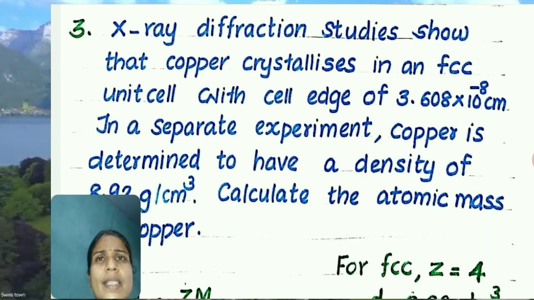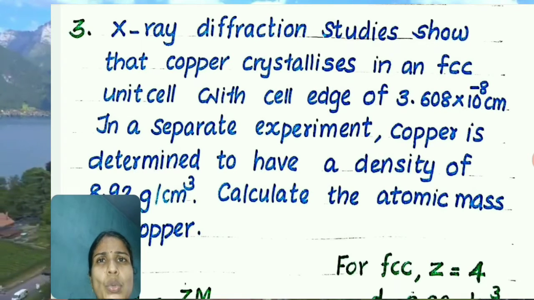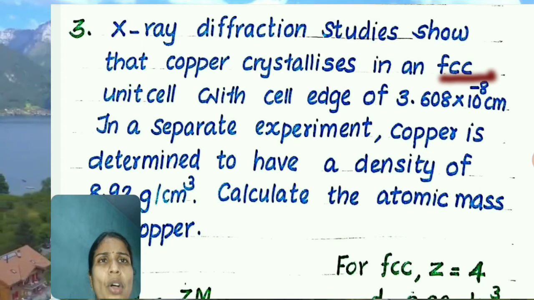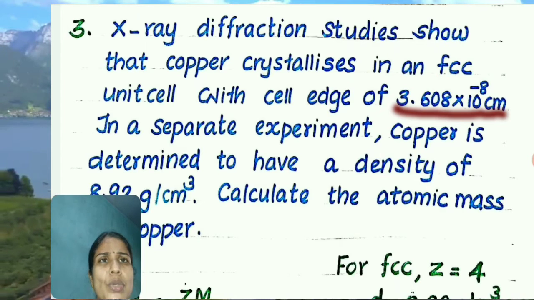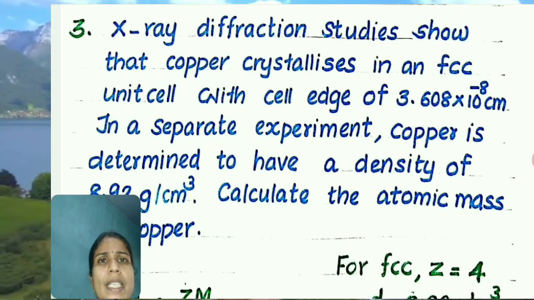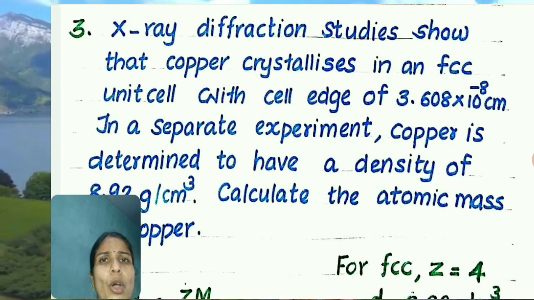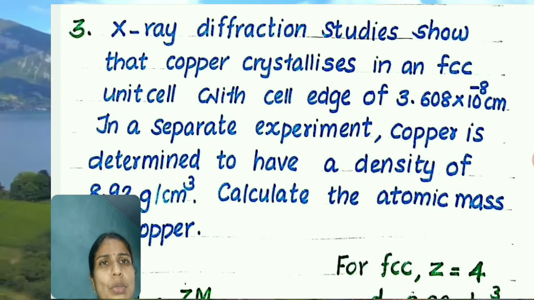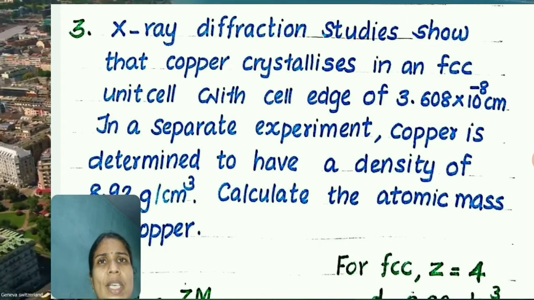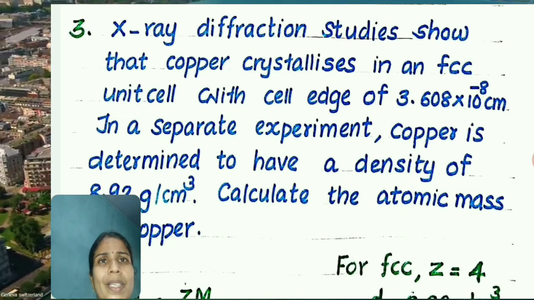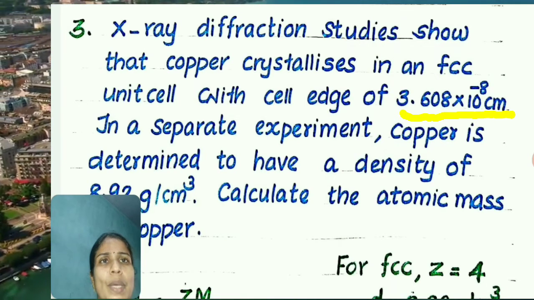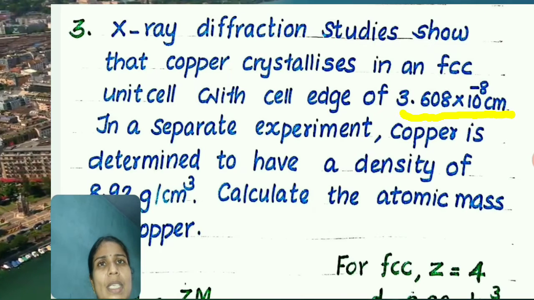Then the third question is, X-ray diffraction studies show that copper crystallizes in an FCC unit cell with cell edge of 3.608 into 10 raised to minus 8 centimeter. In a separate experiment, copper is determined to have a density of 8.92 gram per centimeter cube. Calculate the atomic mass of copper. Once again, X-ray diffraction studies show that copper crystallizes in an FCC unit cell with a cell edge of 3.608 into 10 raised to minus 8 centimeter.